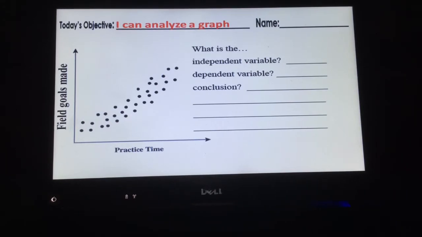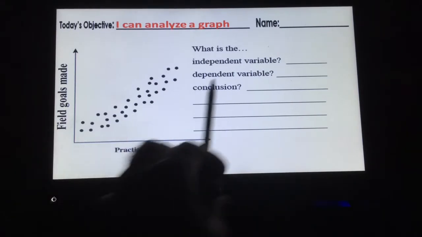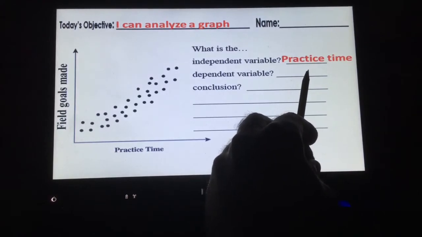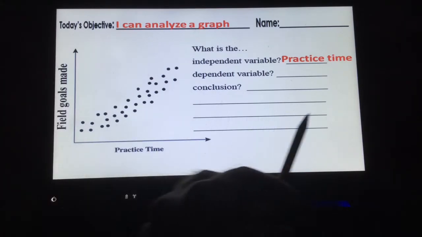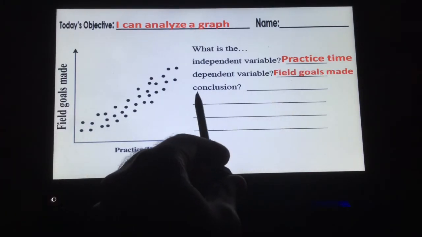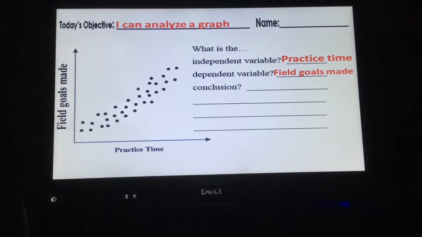So today's objective is I can analyze a graph. We're going to start off with a couple of scatter plots just to refresh you on looking at the independent and dependent part of it. Now, we'll do this first one together. Over here, the independent variable is always the x-axis, and since practice time is on the x-axis, the independent variable is the practice time. Now the dependent variable is always on the y-axis, and you can see right here it says field goals made. The field goals made would tell me that that is the dependent variable because it's on the y-axis.